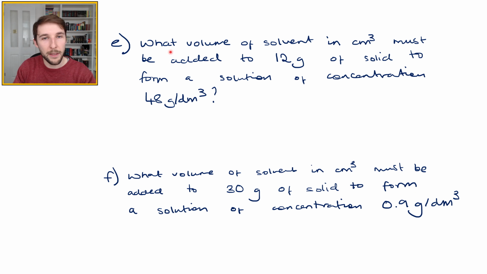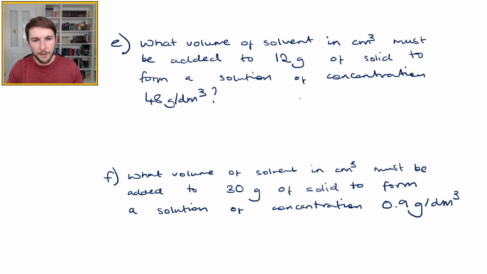Okay then, so question E that you're going to attempt is: what volume of solvent, in centimetres cubed by the way, must be added to 12 grams of a solid to form a solution of concentration 48 grams per cubic decimetre? And F: what volume of solvent in cubic centimetres must be added to 30 grams of solid to form a solution of concentration 0.9 grams per cubic decimetre? With your final volumes, do all the working and then convert the decimetre cubed answer to centimetres cubed at the end. Okay, give that a go for me, pause the video.